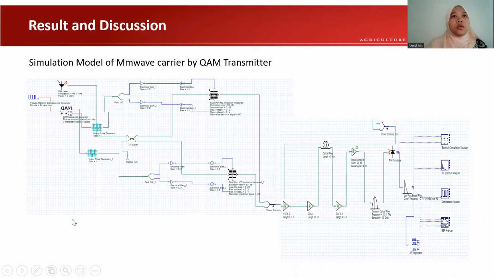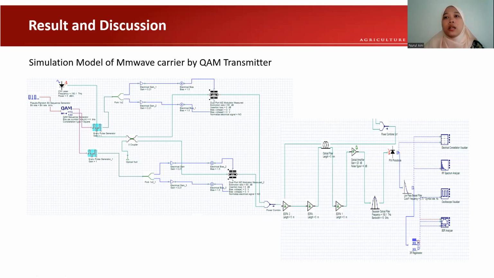Just for comparison, I also simulated the millimeter wave carrier by QAM transmitter. The bits are generated by PRBS, and then modulated by the MZM as well, using the EDFA, which functions to boost the data signal, and also transmitted by optical fiber with the same lengths as the RoF just now, 5, 10, and 15 kilometers.